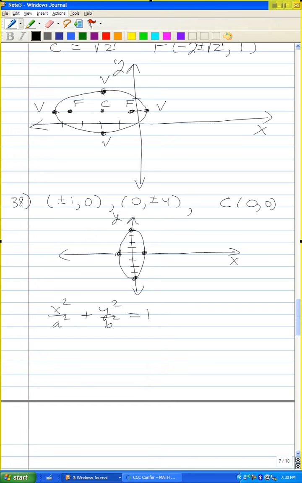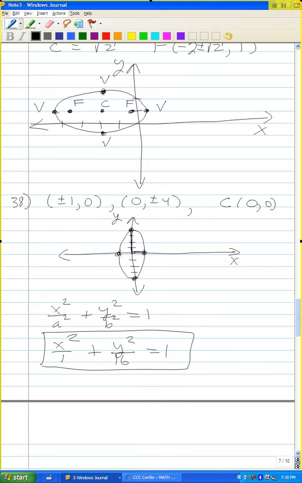And so a in this case has got to be 1, and b in this case has got to equal 4. So x squared over 1 squared plus y squared over 4 squared, 16, equals 1. And that is the equation of your ellipse.